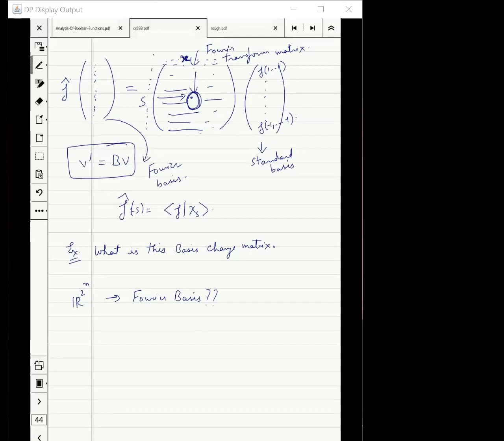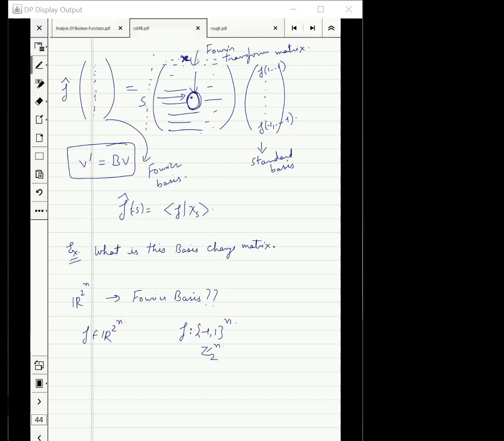Okay, so I said that I can view f as a function in R to the power 2 to the power n. That's a good representation, but it is missing out on a lot of things. What is it missing out on? It is missing out on the fact that your domain is structured. Or another way to say it is that your domain is Z2 to the power n.